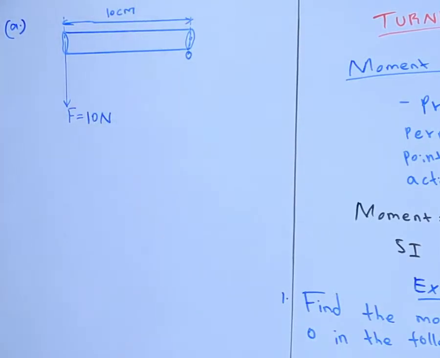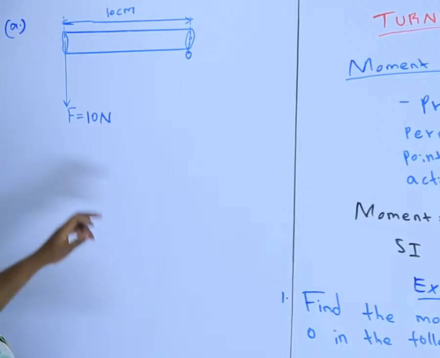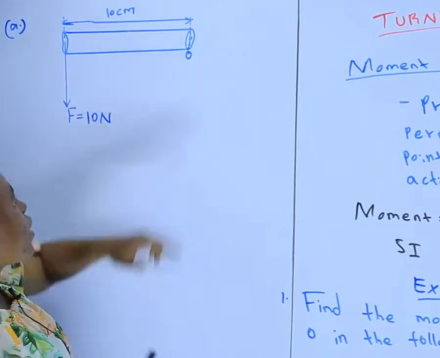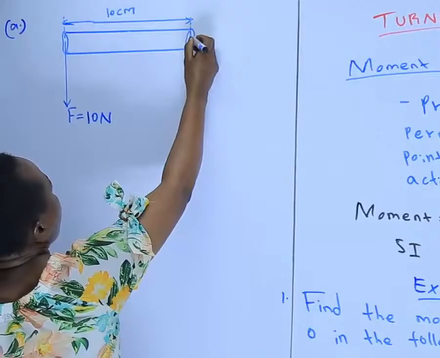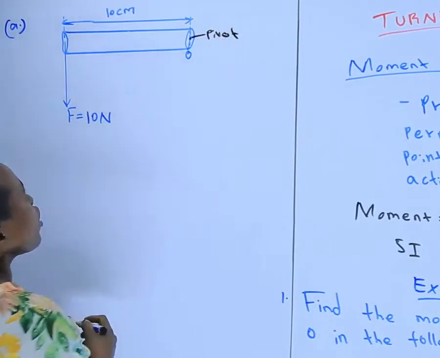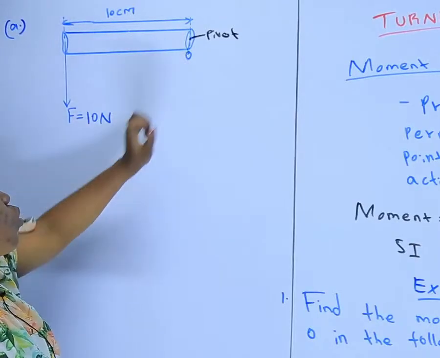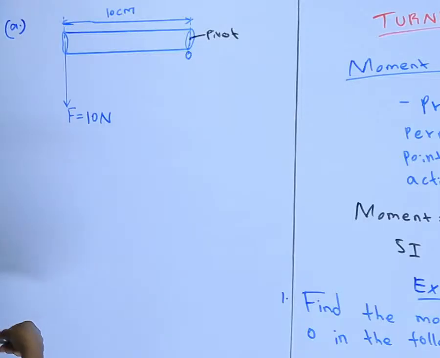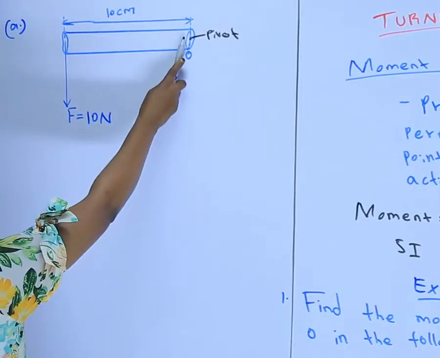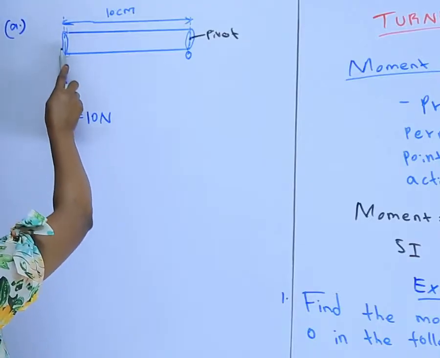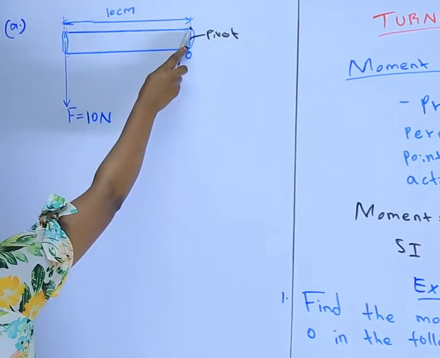So we want to find the moment of the force about point O in this figure. As we can see, at this point O, we are told that this is the pivot. So this is our fixed point, point O, and we have a force here. You can see that the force is perpendicular. From the point of support to the line of action, we have a perpendicular distance from here up to here.